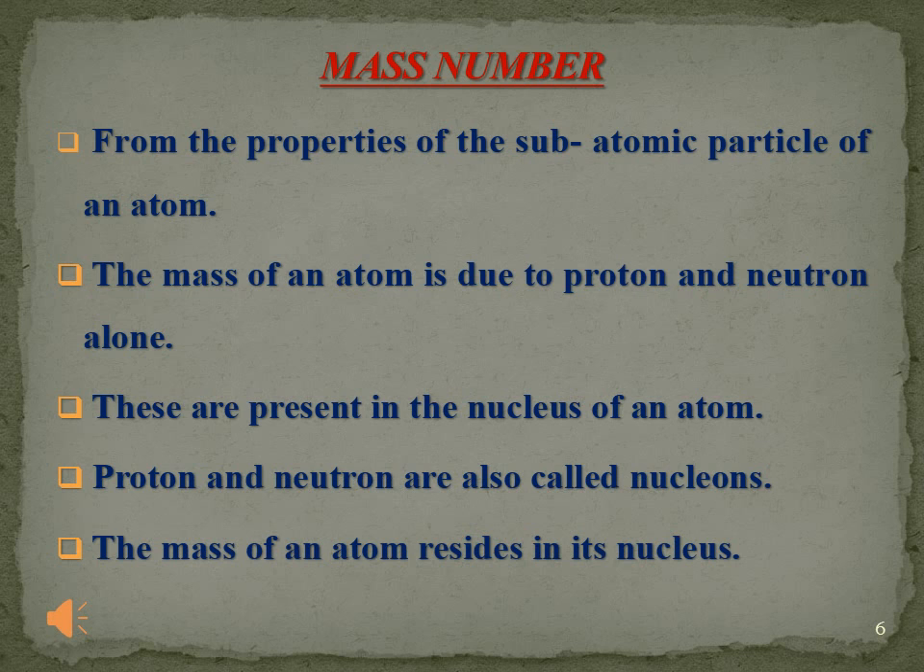So we can say that protons and neutrons are known as nucleons, because they are present in the nucleus, right? And the mass of an atom is due to protons and neutrons. So protons and neutrons are collectively called nucleons, and the mass of an atom resides in the nucleus. Why is it said that the mass of an atom resides in the nucleus? Because in the nucleus there are protons and neutrons, and as we said, the mass of an atom is due to the protons and neutrons.